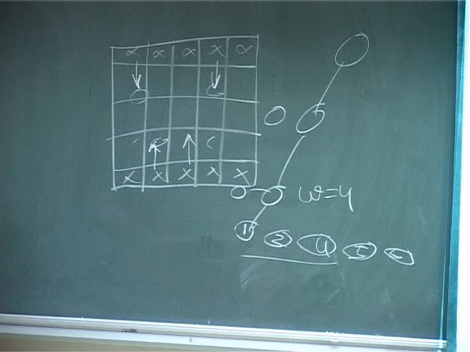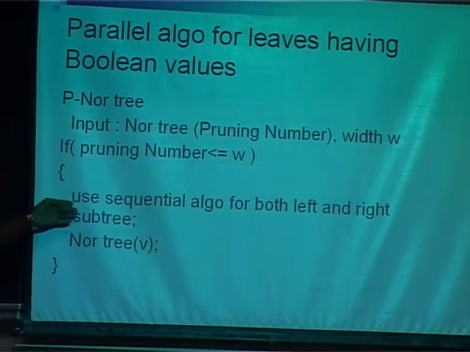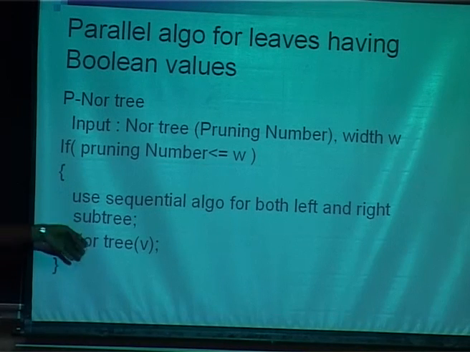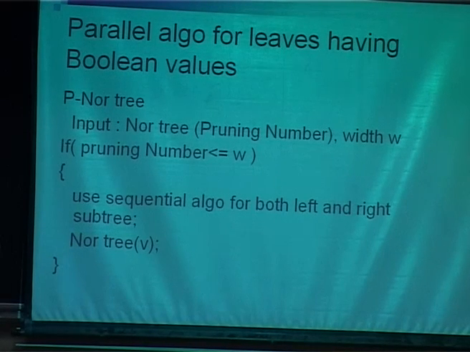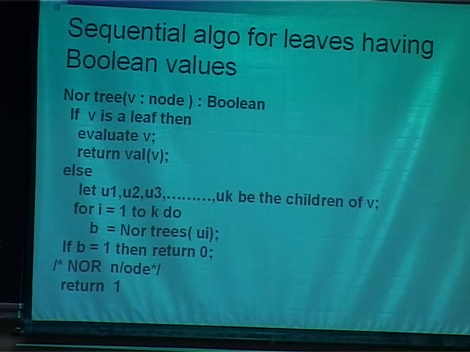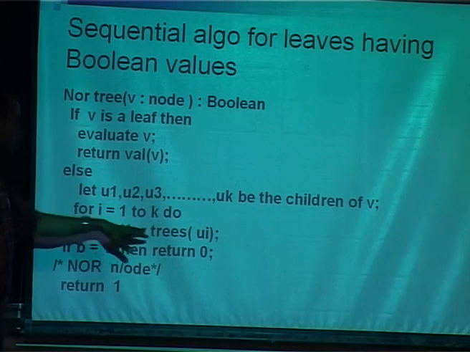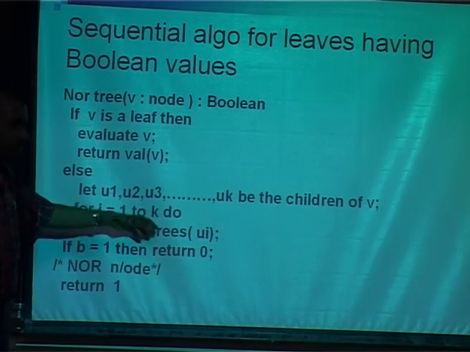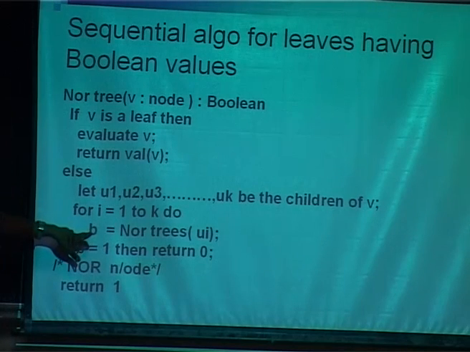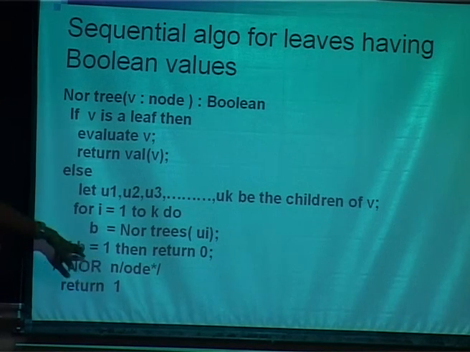For the algorithm, we are taking as inputs the NOR tree with pruning number and width. If the pruning number is less than w, just use the sequential algorithm to solve any node. The sequential algorithm is: if v is a leaf, then evaluate v. If v is not a leaf, then it has children u1, u2, u3. Take the NOR tree examples, recursively evaluate, and the value of v can be calculated. Then if it's 1, return 0, otherwise return 1.